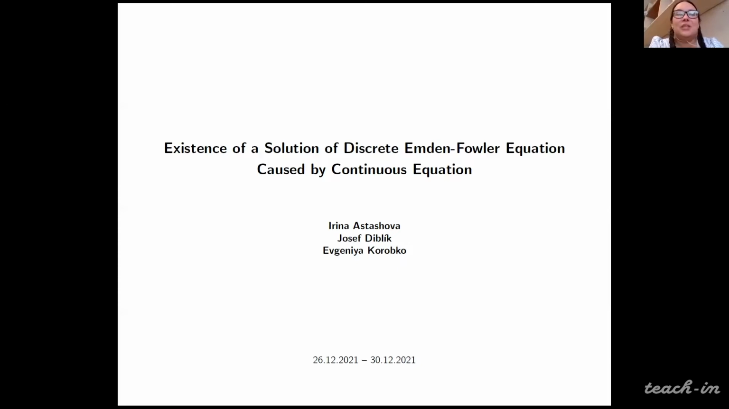And today I'm going to present you a talk about the existence of a solution of a discrete Emden-Fowler equation caused by a continuous equation. This talk is based on an article that was just published in the journal Discrete and Continuous Dynamical Systems, Series S, in December. Three authors wrote it: Irina Stashowa, Yezov Diblek, and me.